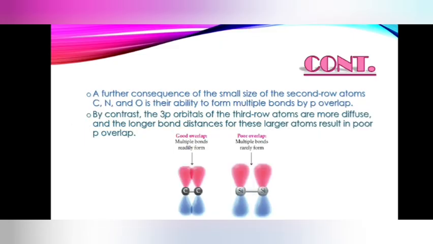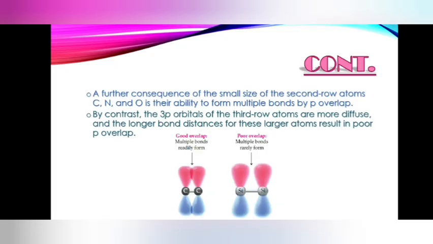A further consequence of the small size of carbon, nitrogen and oxygen is the ability to form multiple bonds. They have the ability to form more than 1 bond by p overlap, meaning they can form a pi bond. The 3p orbitals of the third row atoms are more diffuse, and the longer bond distance for these larger atoms results in poor p overlap. The distance between the atoms is larger and the size of the atom is larger, so the pi overlap is not that strong.